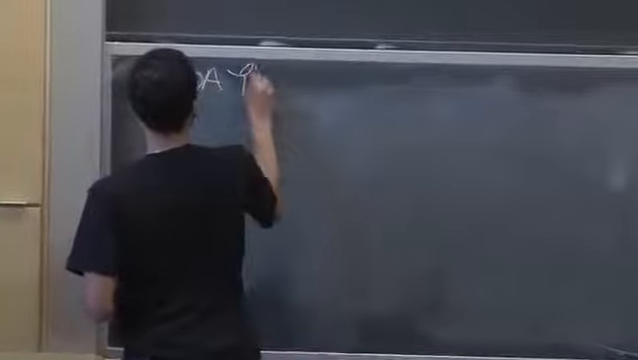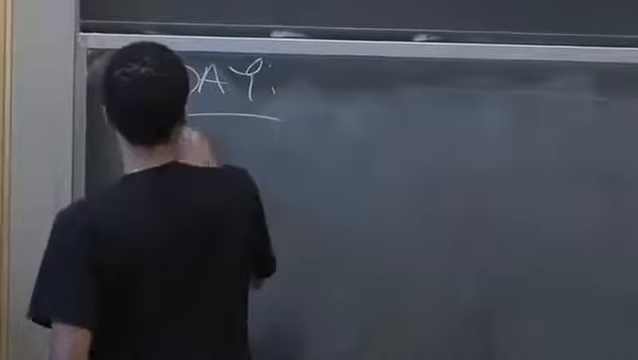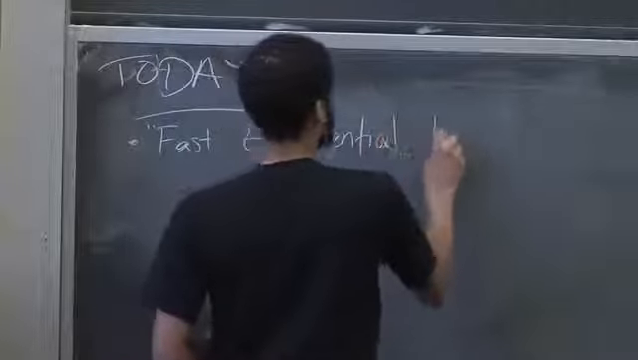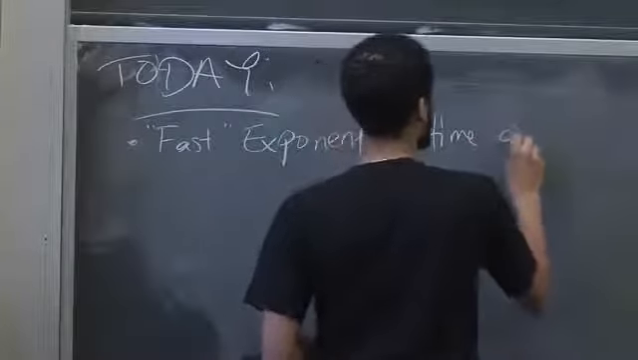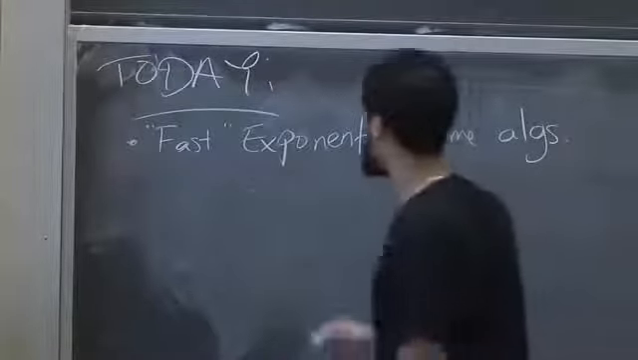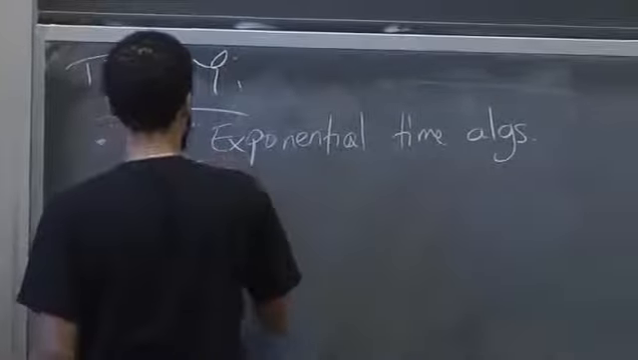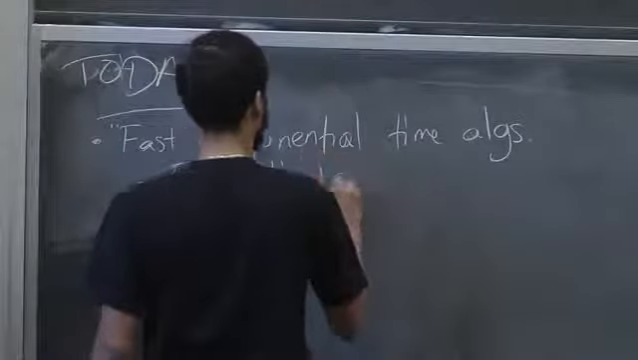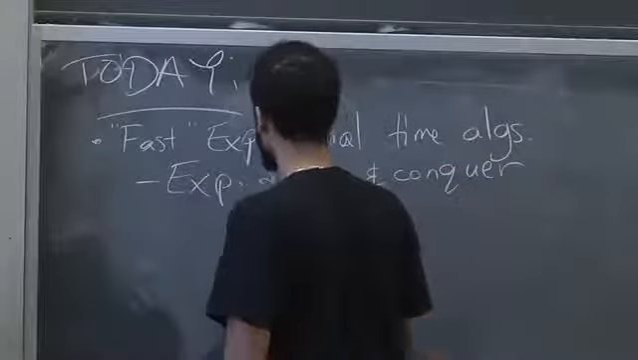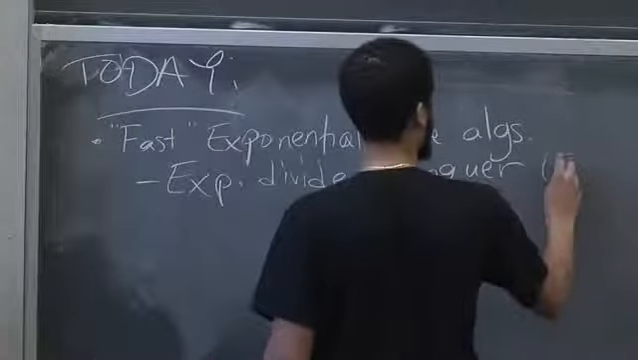I'll put fast in quotes. Today we'll do fast, in quotes, exponential time algorithms. We'll look at three ways of doing this. First, exponential divide and conquer. We're going to look at, for example, the traveling salesman problem.